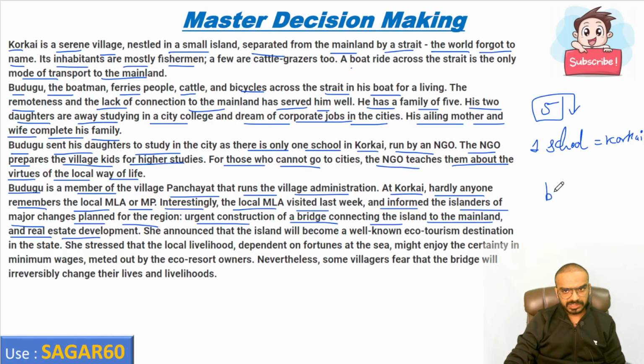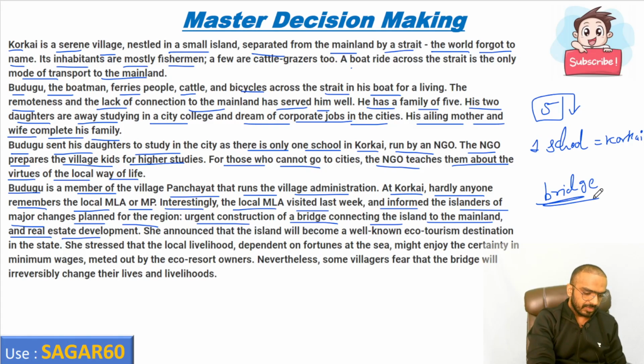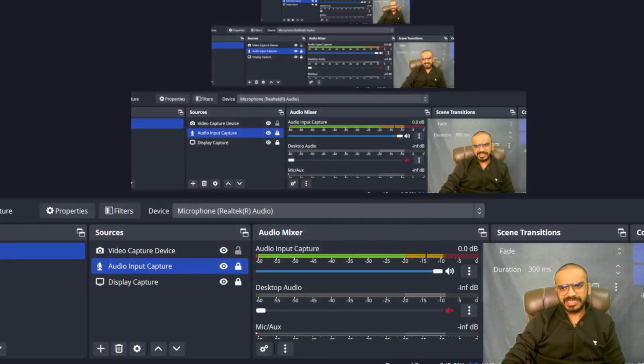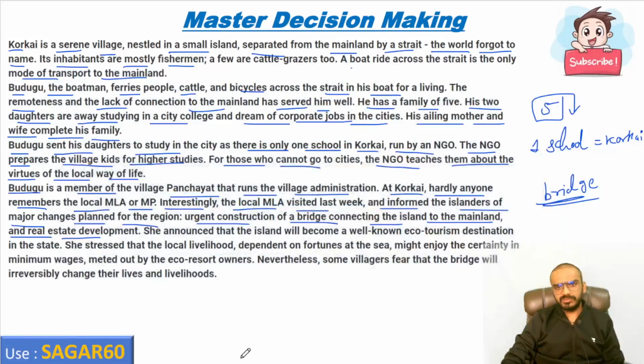So now there is a construction of a bridge that is going to be helpful for the villagers to connect to the mainland, right? Is my voice audible properly? Is there any problem in communication? Right? Yes. She announced that the island will become a well-known ecotourism destination in the state.